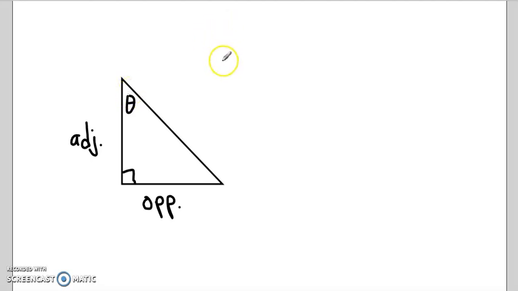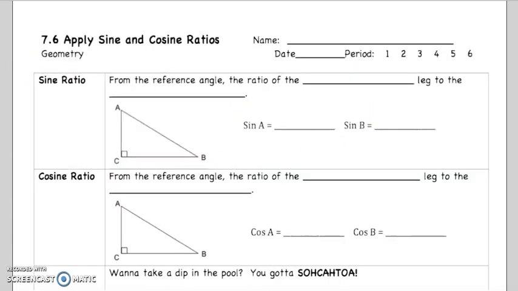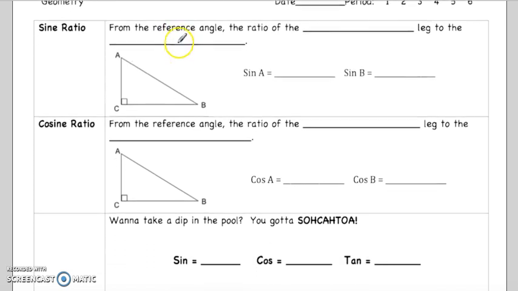All right, so in this topic, we are going to talk about the other two trig functions. Now, again, yesterday we talked about tangent, and the tangent function, according to the reference angle, is tan theta equals the opposite divided by the adjacent. Well, with the other two trig functions, we are going to start talking about what we do with the hypotenuse, because tangent only dealt with the legs. So the first ratio is going to be the sine ratio.